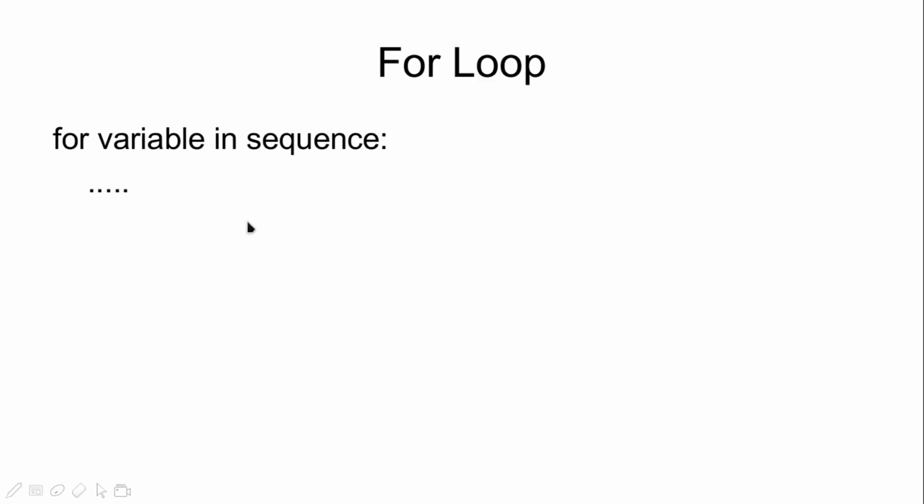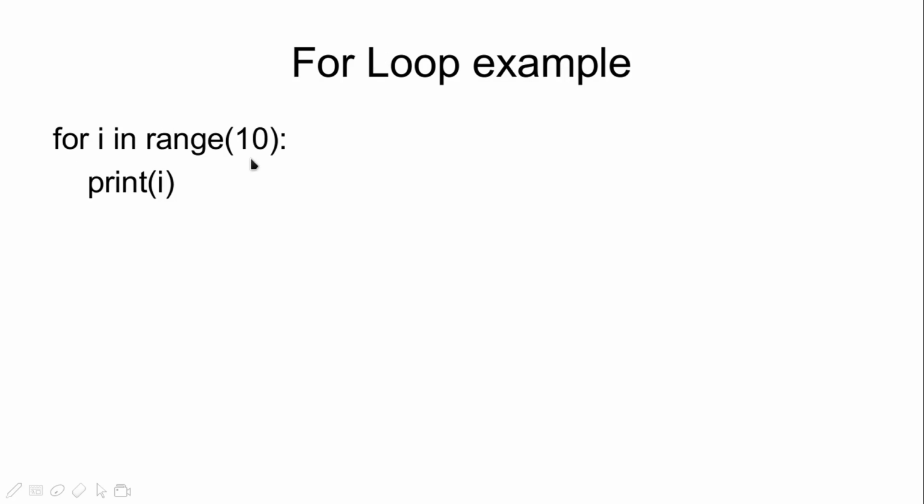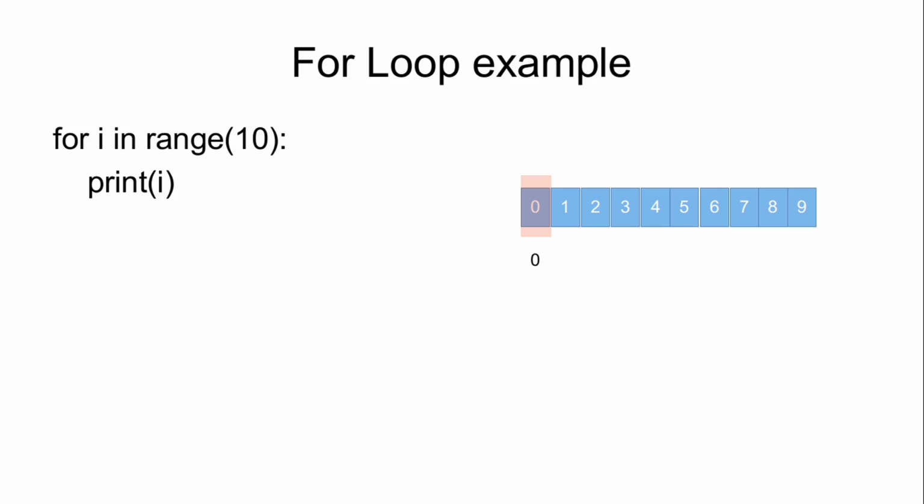For example, for i in range of 10, print i. Range is a function that will return the values from 0 to 9. In the first iteration, i will have a value of 0. Then print will execute and it will print 0 on the screen.